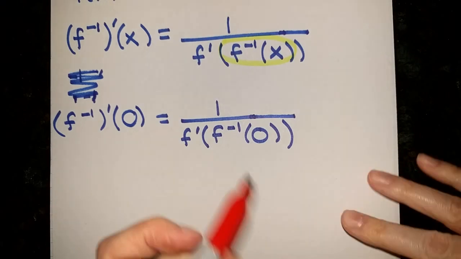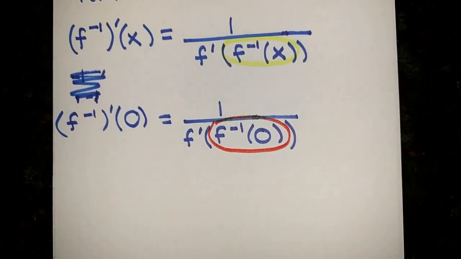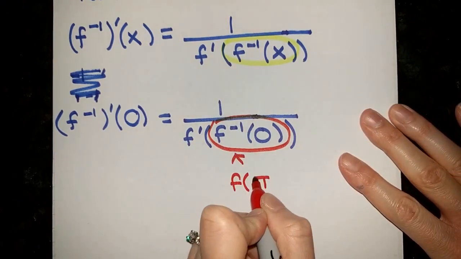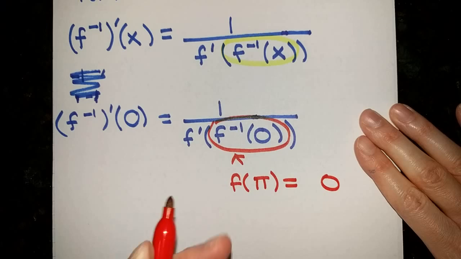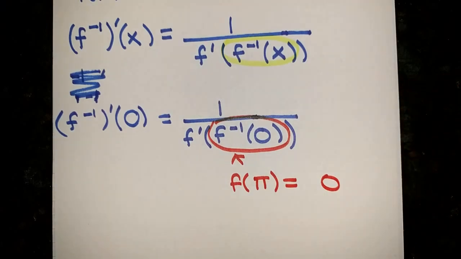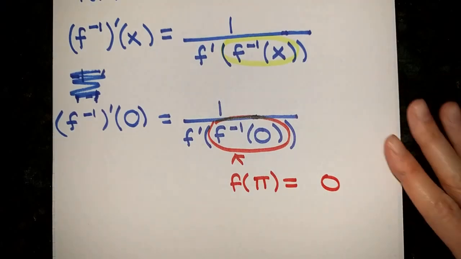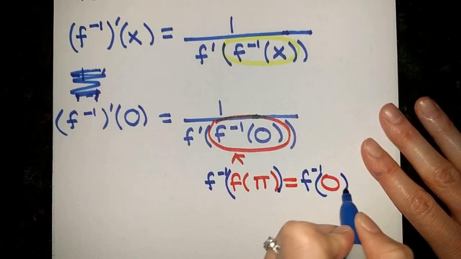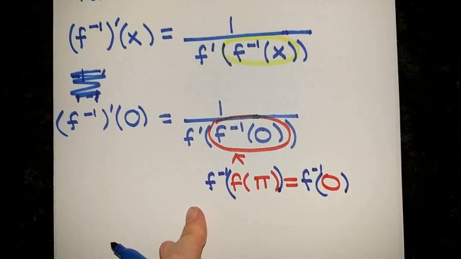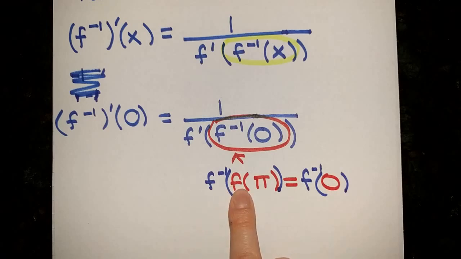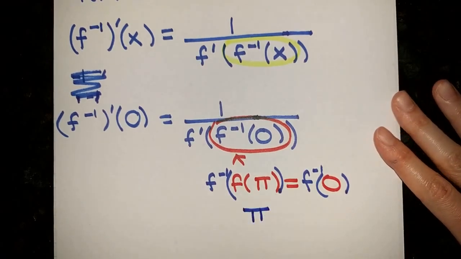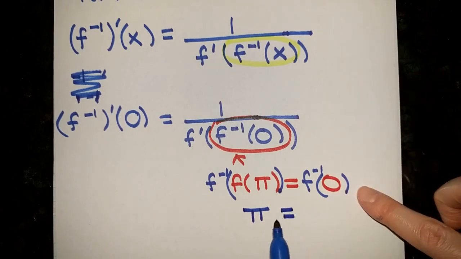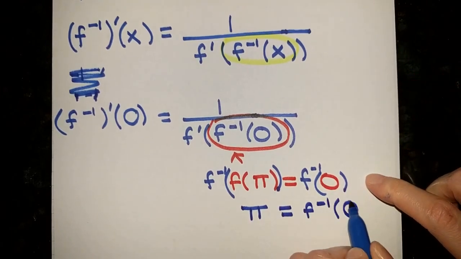And then I would say, okay, how do I find f inverse of 0? Well, they give us information that f of pi is equal to 0. Now, remember that the inverse and the function undo each other. So if I take the inverse of the left-hand side and the inverse of the right-hand side, I have preserved that equation, but I get a new equation, because the inverse and the function will undo, so that will just leave us with pi on the left-hand side, and that will be equal to f inverse of 0.